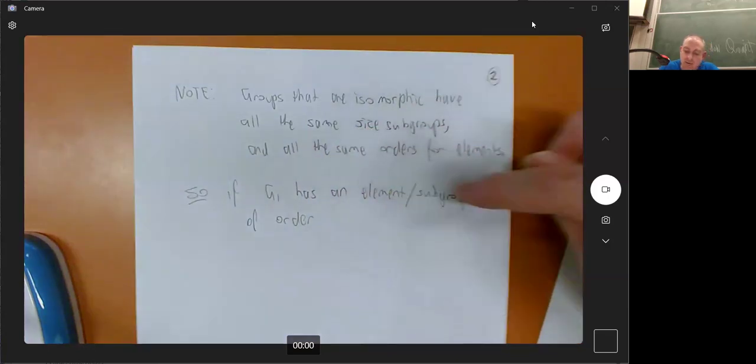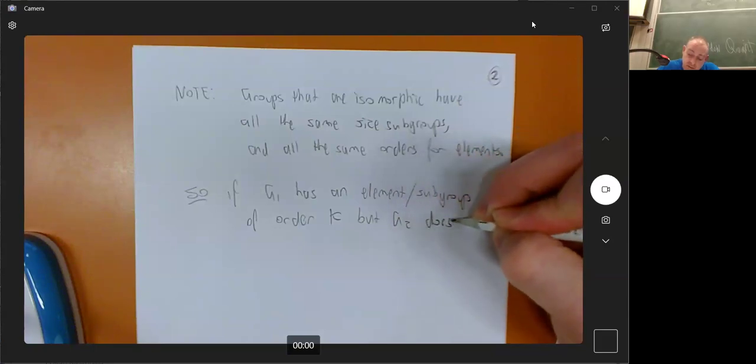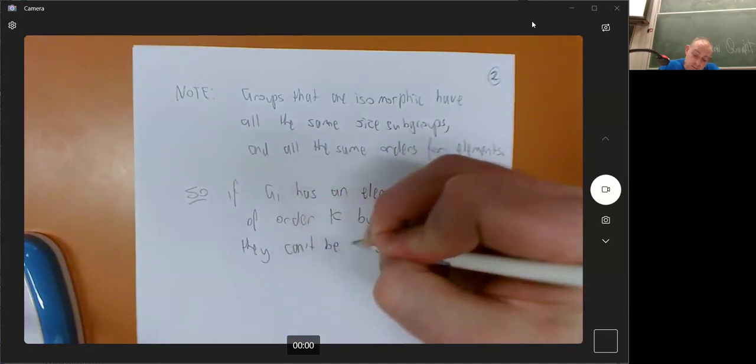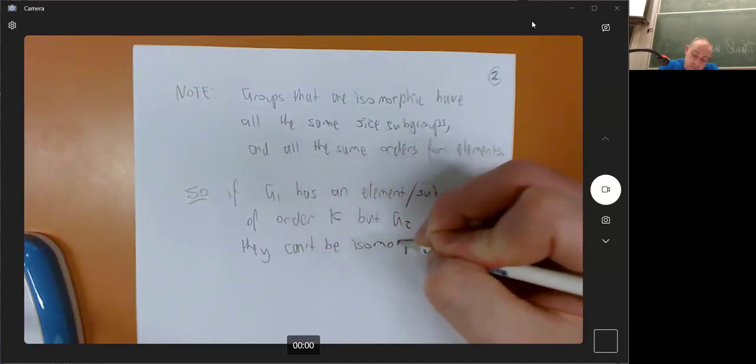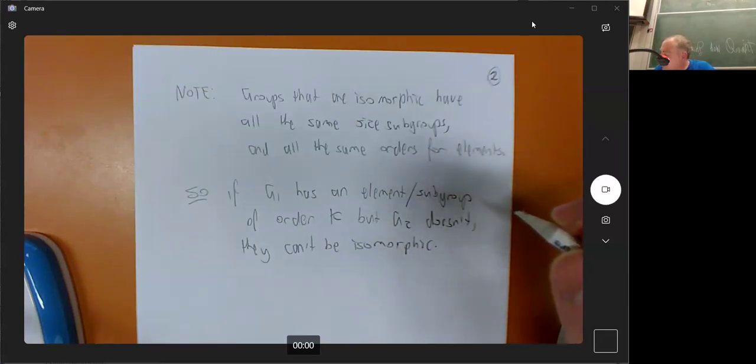So if G1 has an element or subgroup of order k, but G2 doesn't, they can't be isomorphic. That's an important point. And it is one of the ways that people argue that groups aren't isomorphic: by happening to find an element in one that has an order that doesn't exist in the other. Right. That's all I can think of at this time.